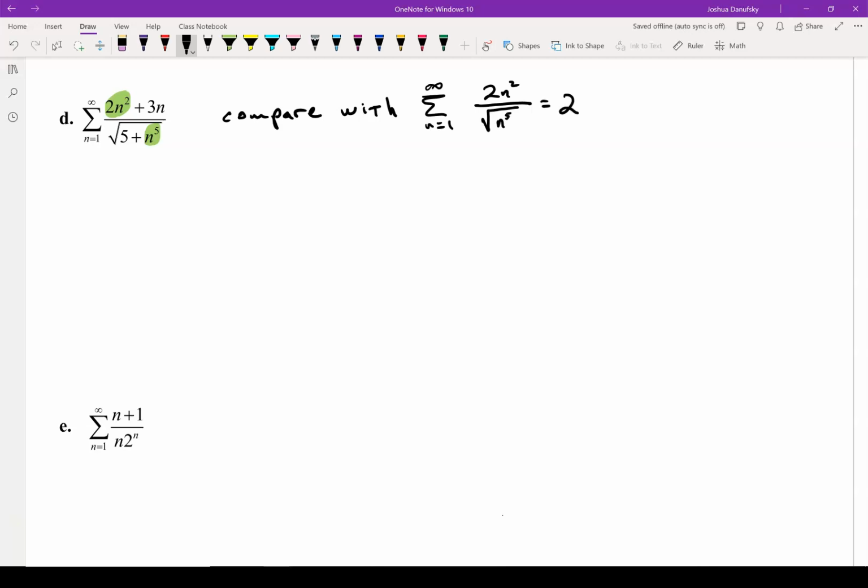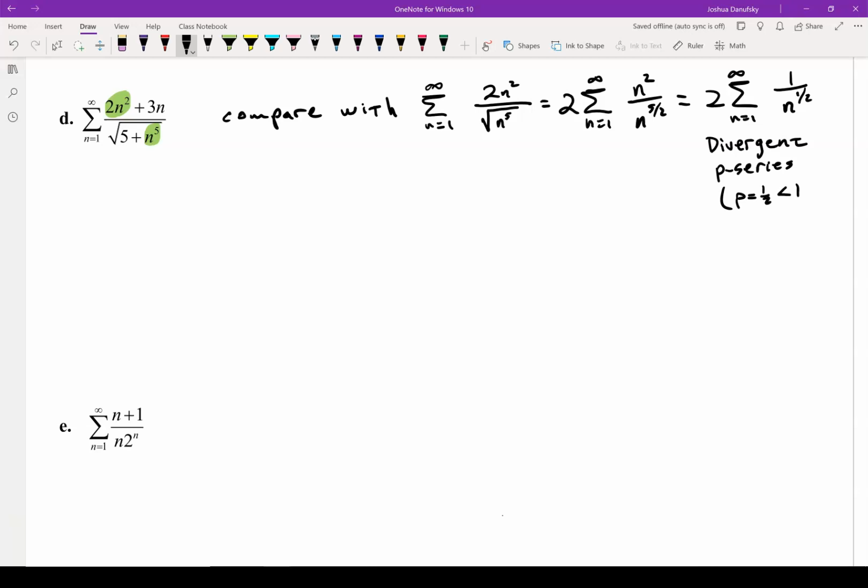Rewriting this, we have 2 times the sum, n equals 1 to infinity, of n squared over n to the 5 halves. This simplifies further, and we recognize this as a divergent p-series, because p is equal to 1/2, which is less than 1. Since a term-by-term comparison of these two series is going to be kind of complicated, let's go ahead and try the limit comparison test. So we're going to take the limit as n approaches infinity of the ratio of a sub n and b sub n.